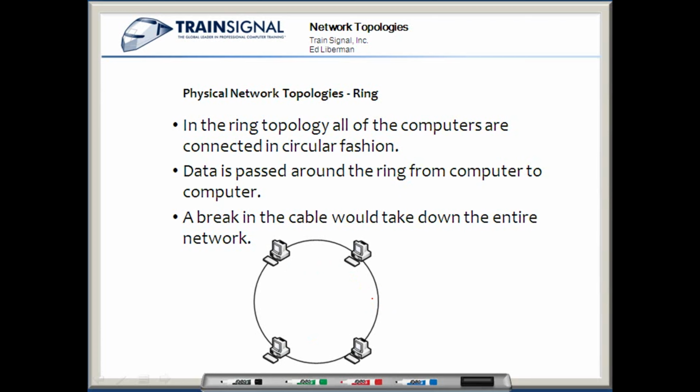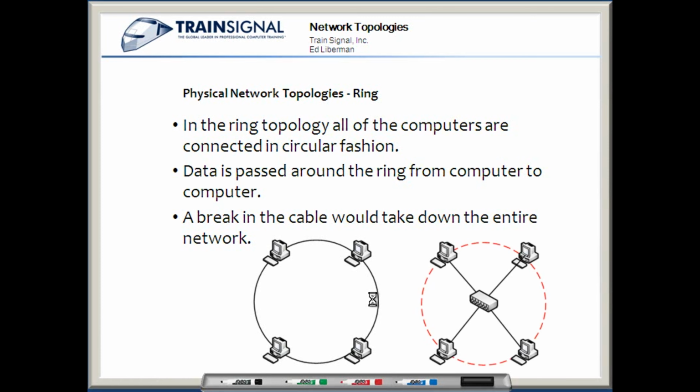Now, in the last video, I mentioned something called a token ring network. And I will tell you that a token ring network is the most common form of network that uses the ring topology. But guess what? It actually uses somewhat of a physical star topology while working logically in a ring-like fashion.